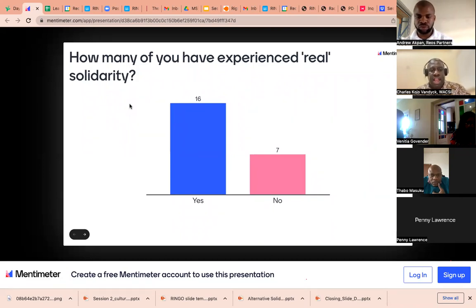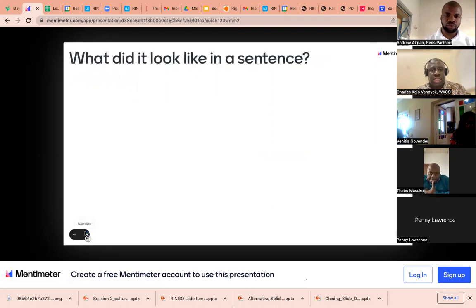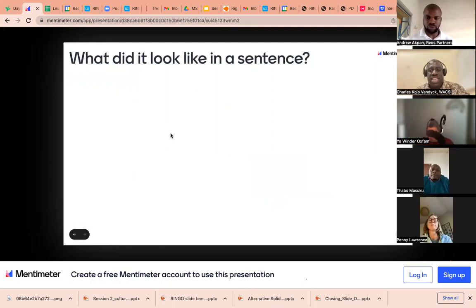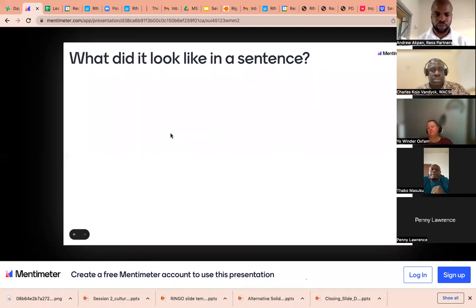Right, I think we can now move on to the next question. Thanks, Andrew. What did it look like in a sentence? If you've experienced real solidarity, what did it look like? If you could express that in a sentence. If you've experienced solidarity, can you share what it looked like?